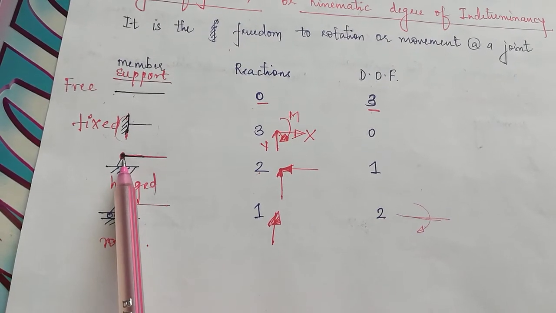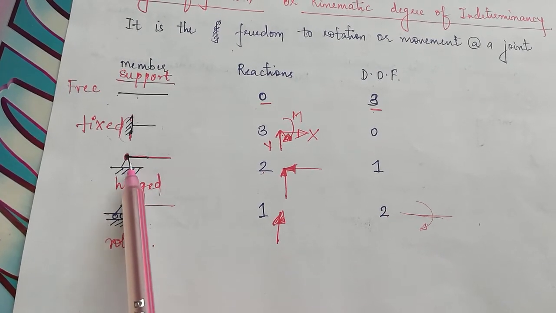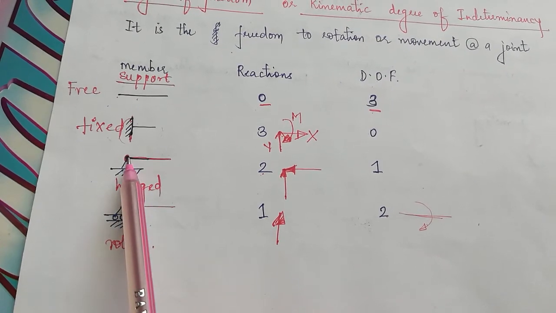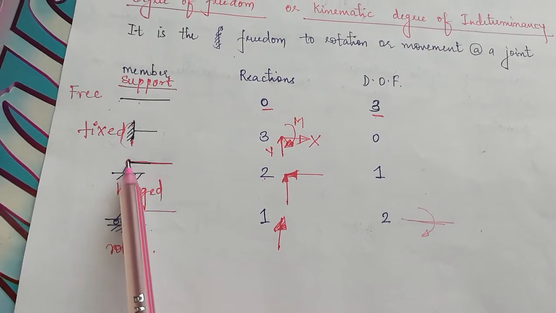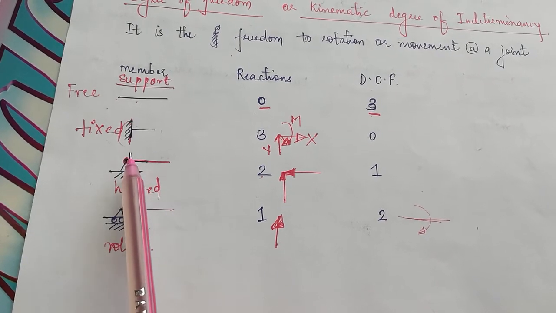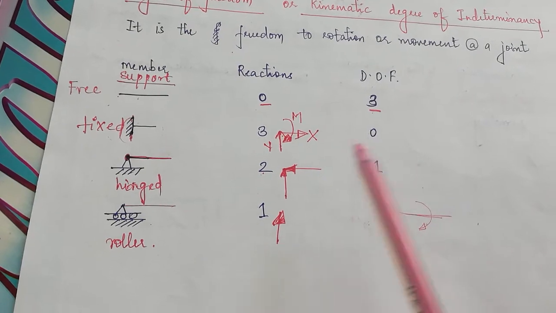Now, coming down to the hinge. Now, this hinge has 2 reactions, that is Fx and Fy, but it is free to rotate at this point. Wherever it is free, that we count as a degree of freedom.